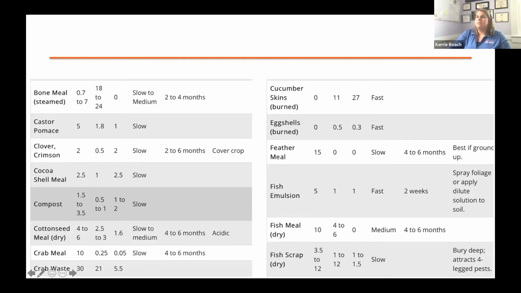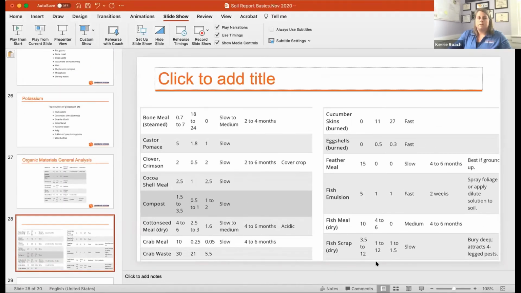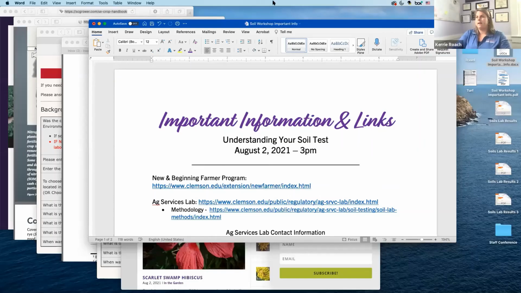So let me show you. All right, I'm going to start sharing my desktop. We're just going to do this. All right, so can you see my actual desktop? Right now you see this important information and links. Nope, we're just looking at you, Kerrie. Oh, wait, I didn't hit the share button. There we go. Now you got it? Yep. Okay. Kind of have to hit the share button.